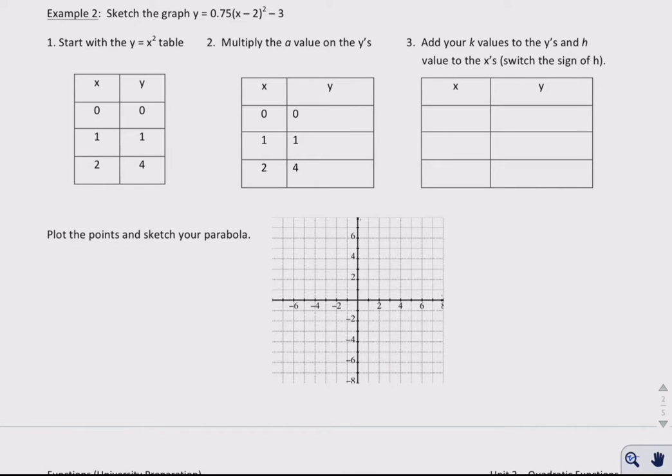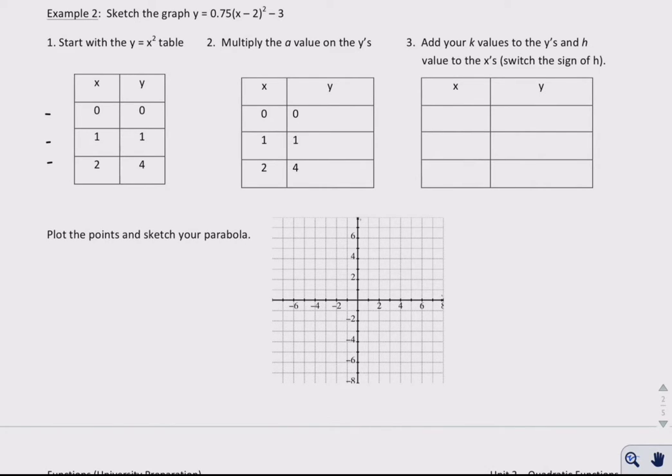Okay, we're looking at how to sketch the parabola y equals 0.75 times (x minus 2) squared minus 3. So step number 1, as outlined above, we start with the table for the values of y equals x squared. So there you have them. Again, all you're doing is squaring the x terms.